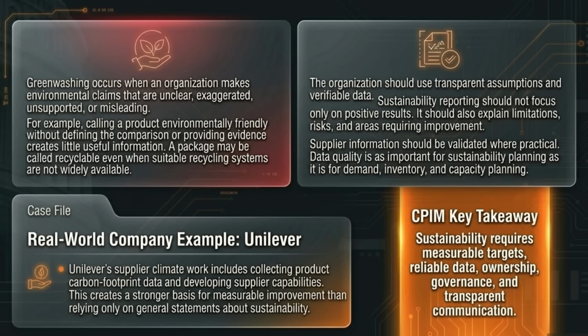Greenwashing occurs when an organization makes environmental claims that are unclear, exaggerated, unsupported, or misleading. For example, calling a product environmentally friendly without defining the comparison or providing evidence creates little useful information. A package may be called recyclable, even when suitable recycling systems are not widely available. The organization should use transparent assumptions and verifiable data.